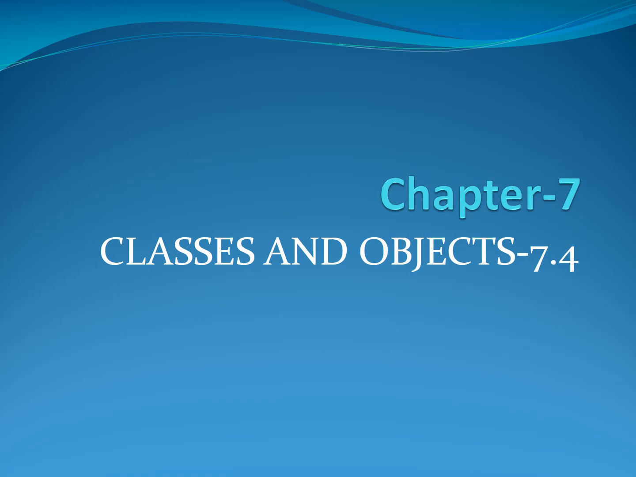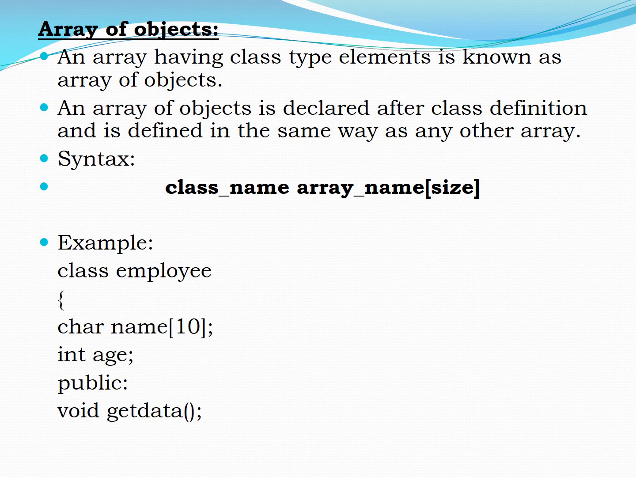Yes, let's get into today's session. Arrays of objects. Like an array of other user-defined data types, an array of type class can also be created. The array of type class contains the objects of the class as its individual elements. Thus, an array of a class type is known as an array of objects.